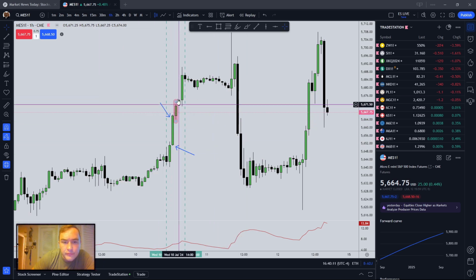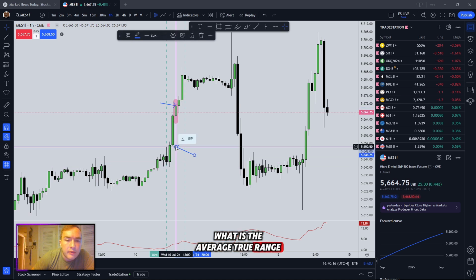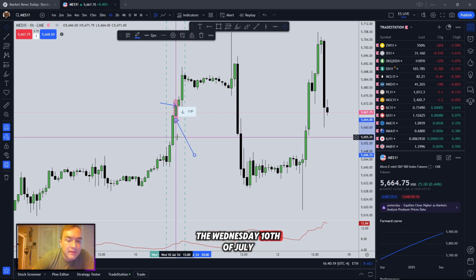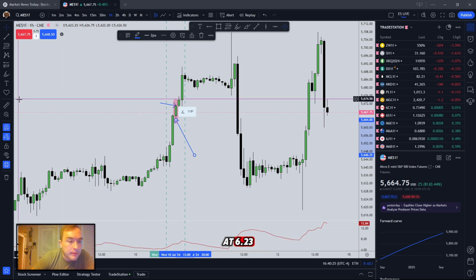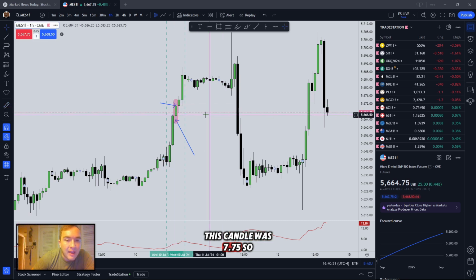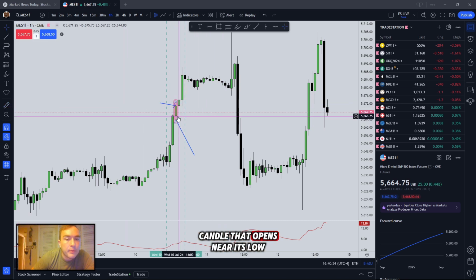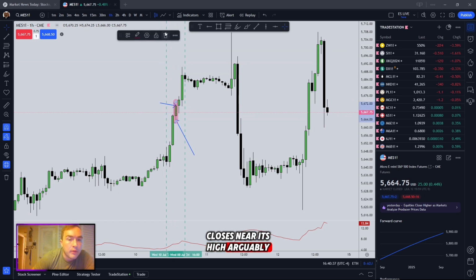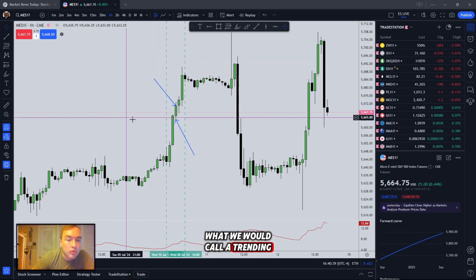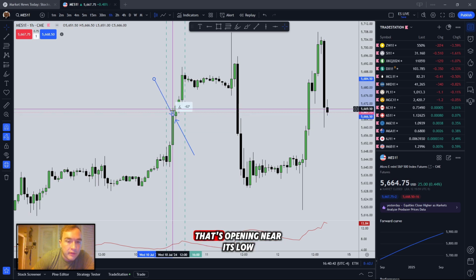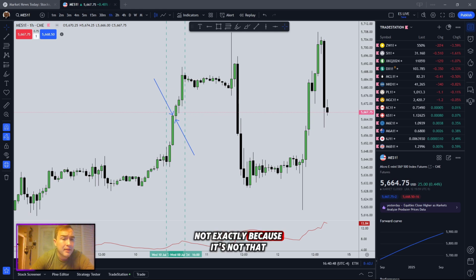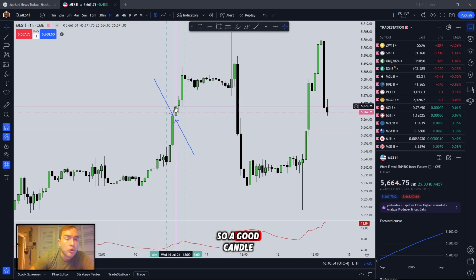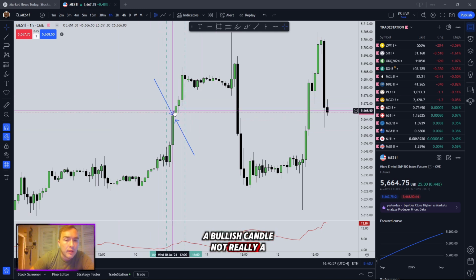Next candle. What is the average true range for Wednesday, 10th of July, 1300? The average true range at that time came in at 6.23. This candle was 7.75, so this is an over 1 ATR candle that opens near its low and closes near its high. Arguably, this is not what we would call a trending candle. This is just a bullish candle opening near its low and closing near its high. Is that really a trending candle? Not exactly, because it doesn't meet the required 1.5 ATR. So a good bullish candle, but not really a trending candle.